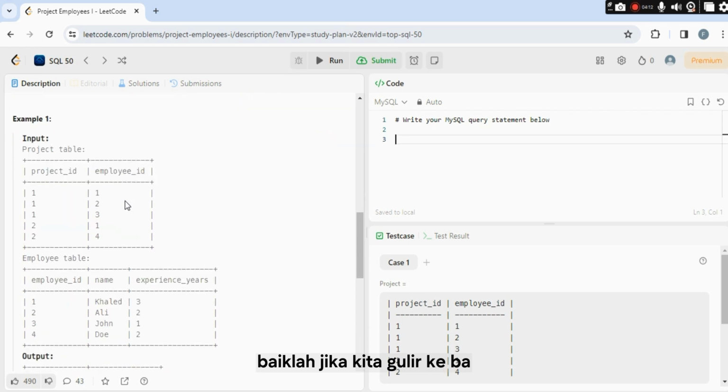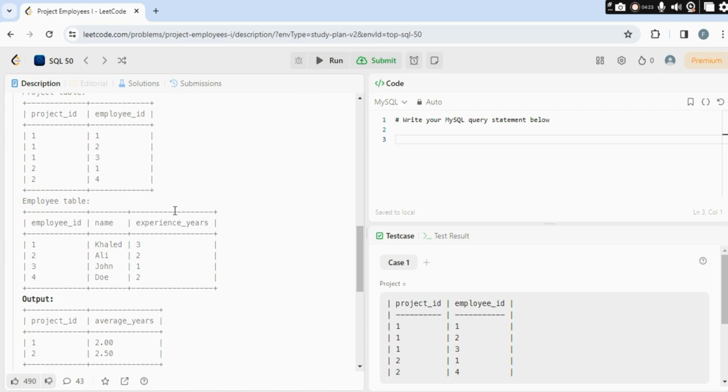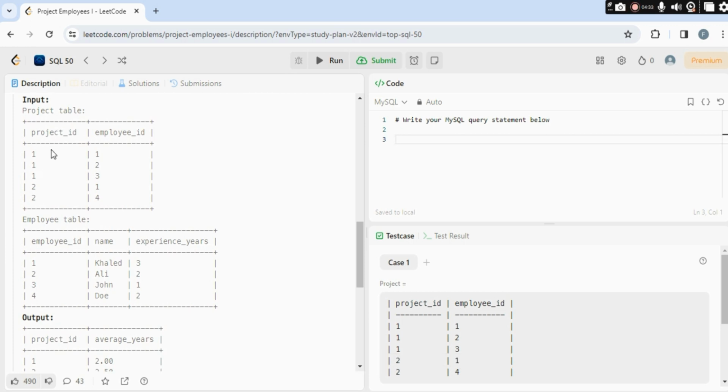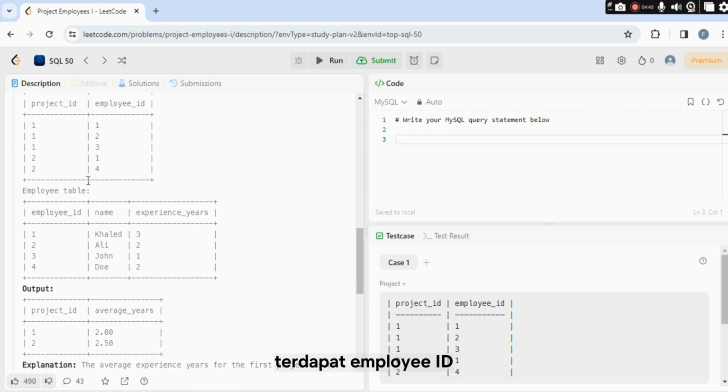so yeah, we can see this is a complete view of the project table and employee table. For project ID, there are several numbers, and for employee ID, there are several numbers too. And then in the employee table, there are employee ID, name, and experience years of each employee.